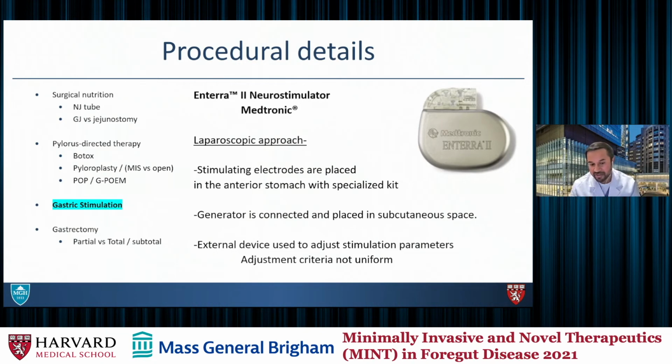After the procedure, an external device is often used to set the different parameters because every patient requires different settings. And these can be adjusted throughout based on their symptoms. The battery that's actually in the device lasts anywhere from 5 to 10 years, depending on how many stimulations the device is doing. It determines how long the battery will actually last.